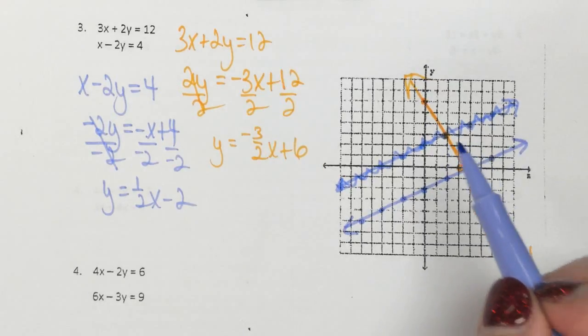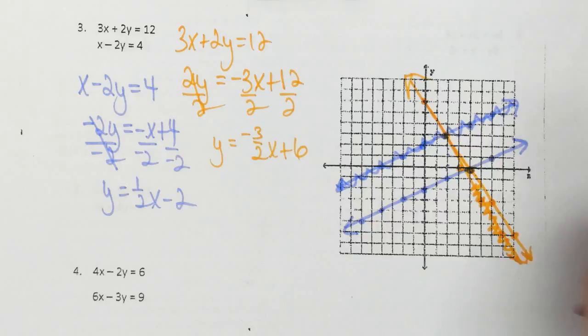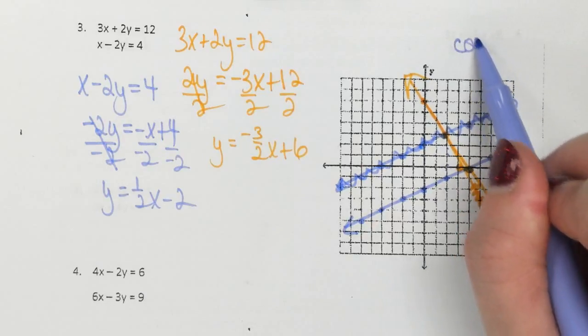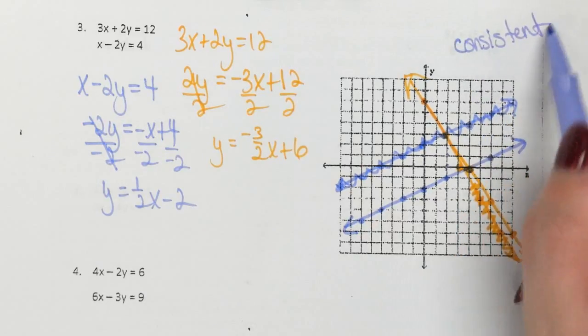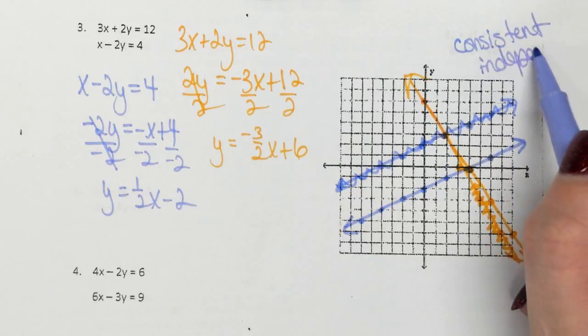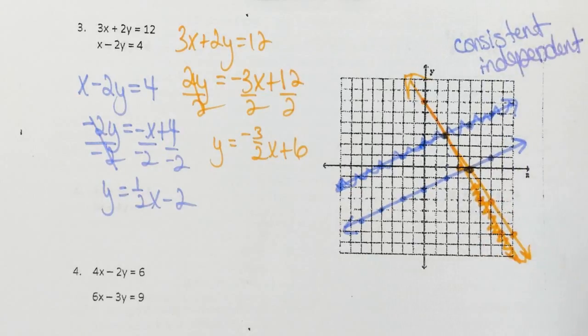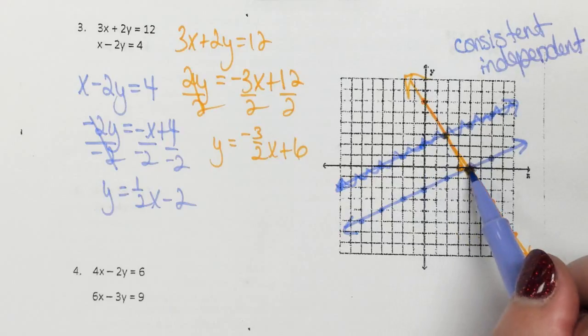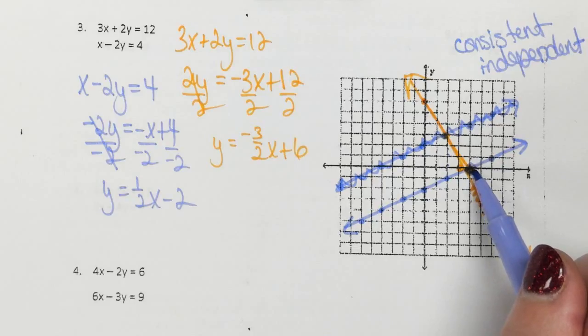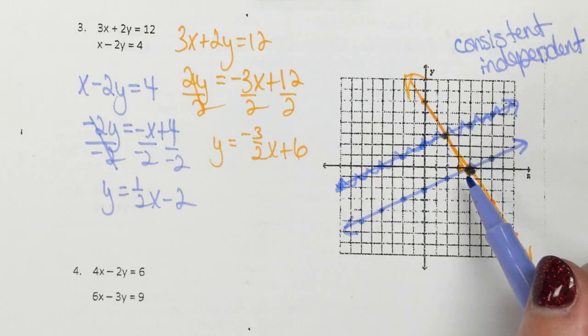Alright, so if they cross at one point, what do we call that? An independent. Very good. And the ACT is going to want that point where they cross. So let's get in the habit and do that with us. So what's the point where they cross? What's the x value? 4. It's positive 4. And what's the y value? 0.